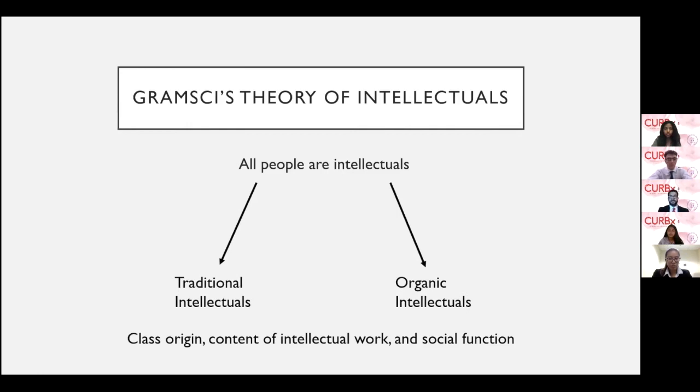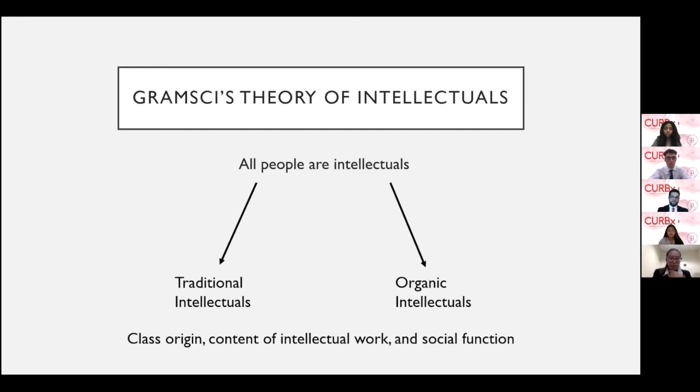In my project, I define and characterize traditional intellectuals and organic intellectuals according to three categories: class origin, the content of intellectual work, and social function. On the one hand, traditional intellectuals refer to those who are closely connected to and help perpetuate bourgeois rule. Because of their links to the bourgeoisie, traditional intellectuals are disconnected from the masses, working to maintain and to entrench the status quo, one of oppression.